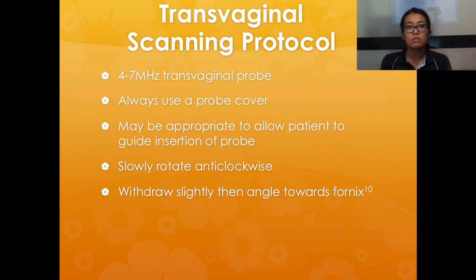For a transvaginal scan, a transvaginal probe in the frequency range of 4 to 7 MHz is selected. A probe cover is applied and the probe lubricated with gel prior to insertion. It may be more comfortable for the patient to guide the insertion of the probe. The probe is slowly rotated anti-clockwise to turn from sagittal to transverse and slightly angled towards the fornix to visualize the adnexae while preventing patient discomfort.